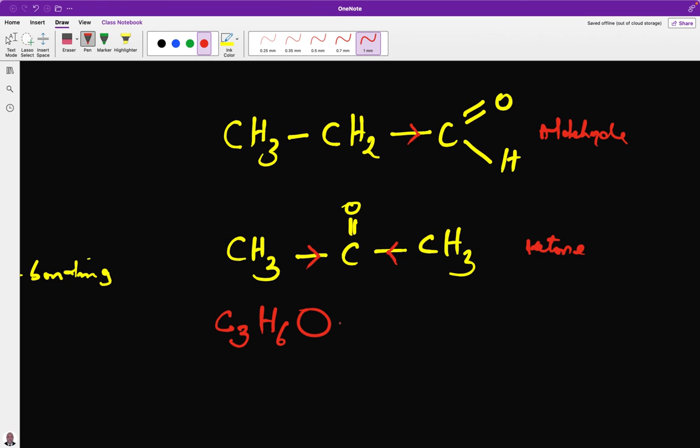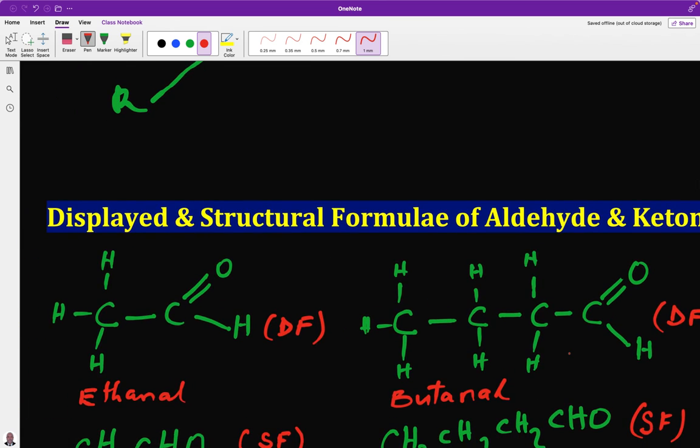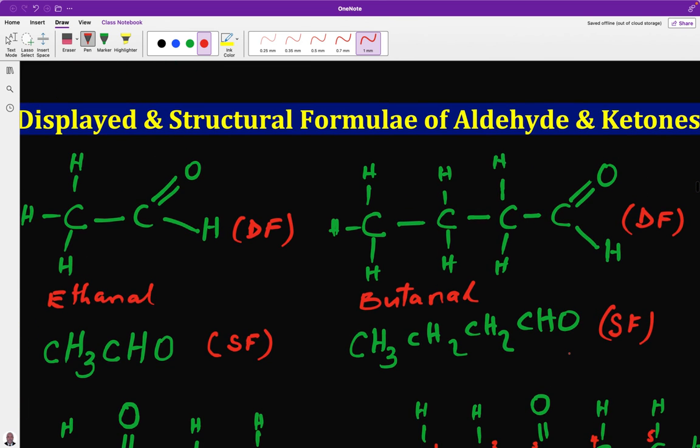For that reason, the intermolecular forces in ketones are higher than those in aldehydes, and that gives the ketone a higher melting point and higher boiling point than its corresponding aldehyde. We gave an example of propanal and propanone. Now, finally, it took us to the different displayed and structural formulae of aldehydes and ketones.